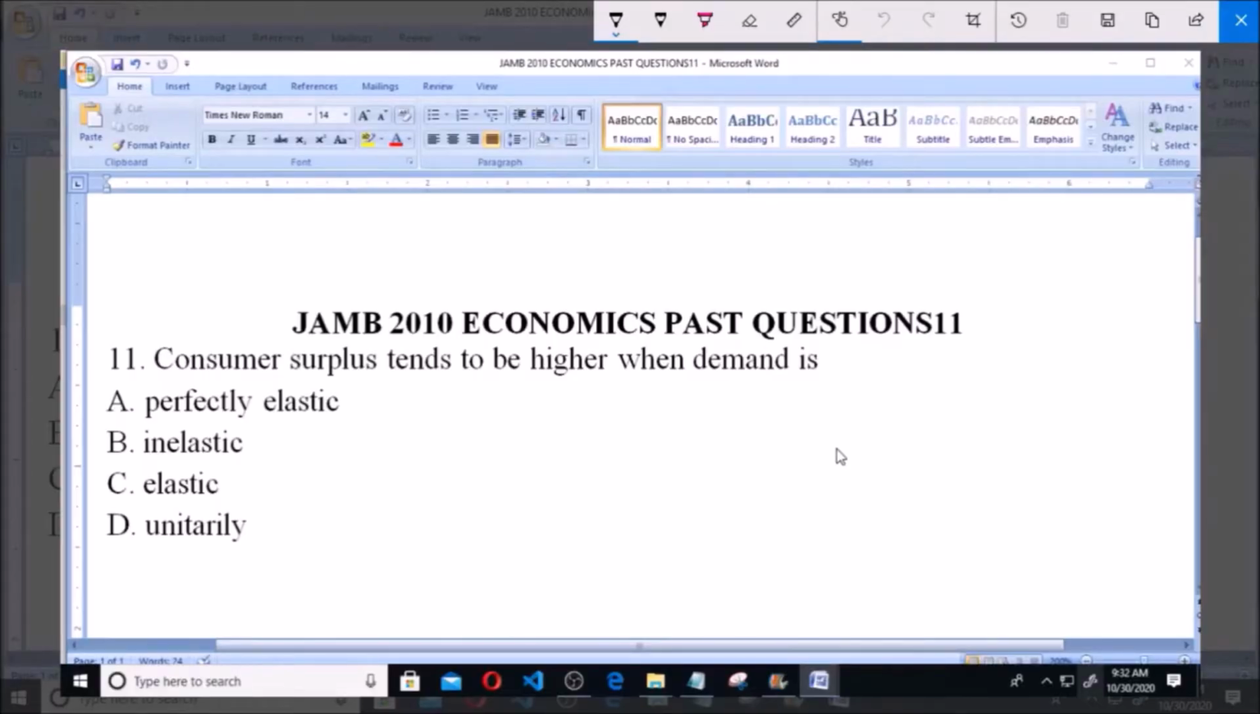Hello, Jamb 2010 Economics Past question number 11. Consumer surplus tends to be higher when demand is: option A, perfectly elastic; option B, inelastic; option C, elastic; option D, unitary.